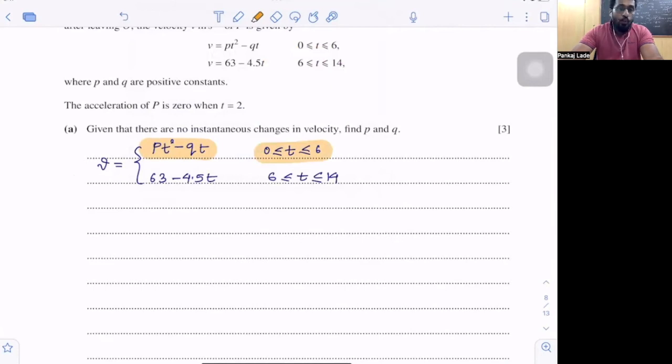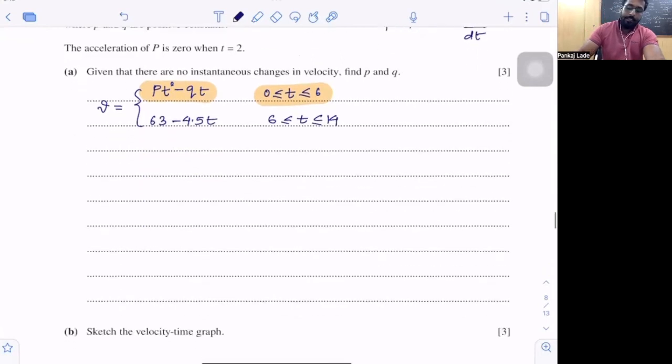So when t is 2, velocity is what? Velocity is pt square minus qt, and it is told to us that the acceleration is 0. Students, don't you recall acceleration a is dv upon dt, isn't it? Very basic formula. Acceleration is given by what? dv upon dt. I have the velocity v, it is pt square minus qt, isn't it?